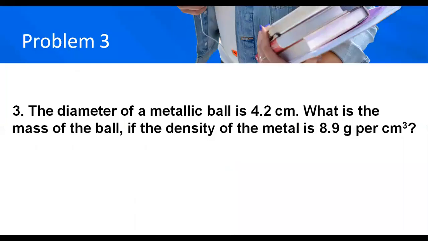Let us see the third problem. The diameter of a metallic ball is 4.2 centimeters. What is the mass of the ball if the density of the metal is 8.9 grams per centimeter cube?